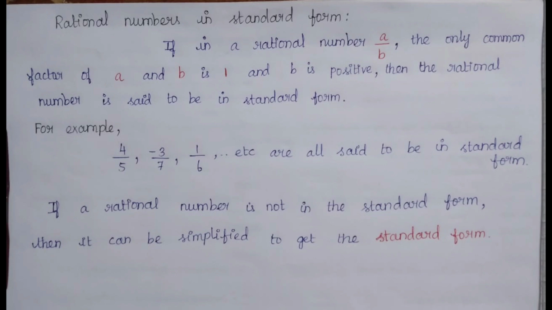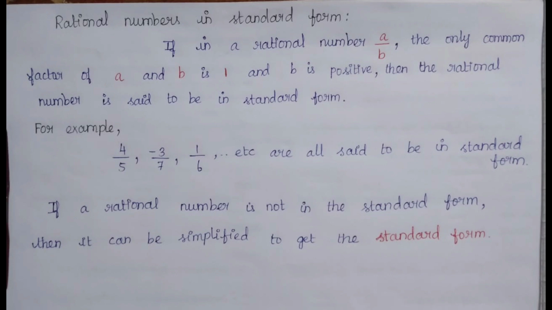Now we are going to see the new topic, how to represent the rational number in standard form. If in a rational number a by b, the only common factor of a and b is 1, and the second condition, b should be positive, if both conditions are satisfied, then the rational number is said to be in standard form. What are the conditions? The only common factor of a and b should be 1 and b should be positive.